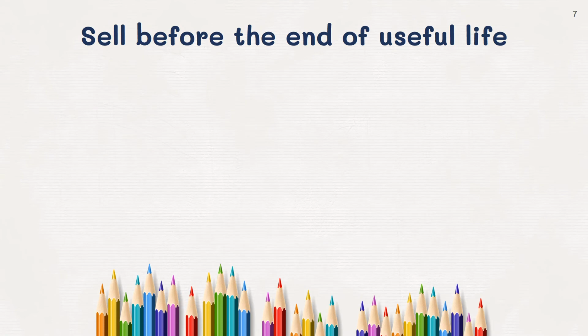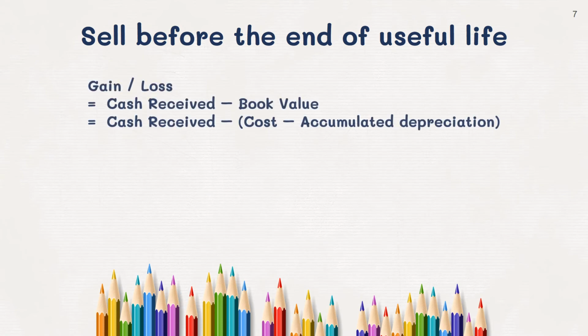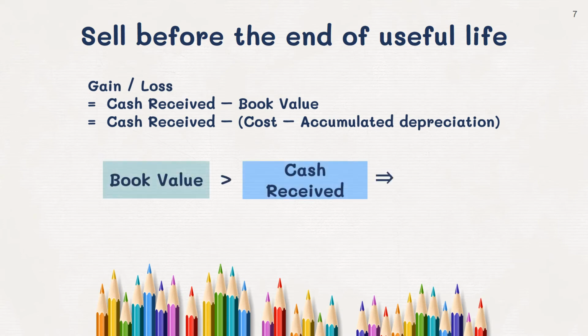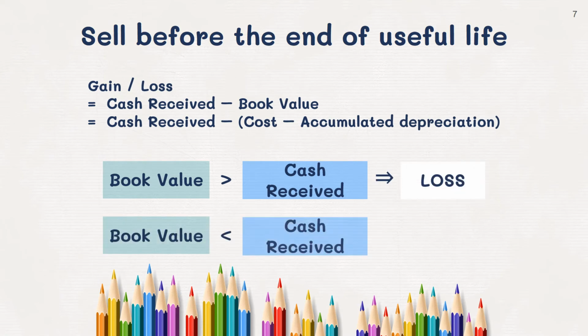How to determine whether we get a gain or a loss from disposal. Gain or a loss is calculated using the formula, cash received minus book value. Book value is the cost minus the accumulated depreciation. When the book value is greater than the cash received, we will get a loss. But, when the book value is lesser than the cash received, we will get gain.